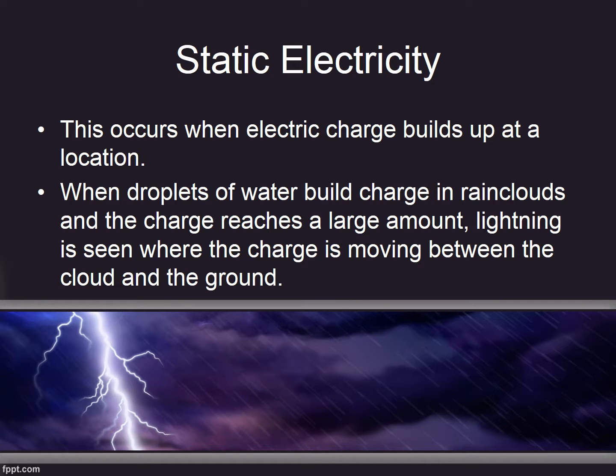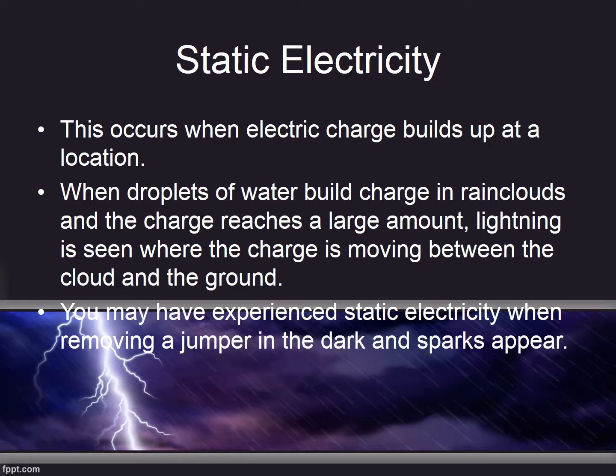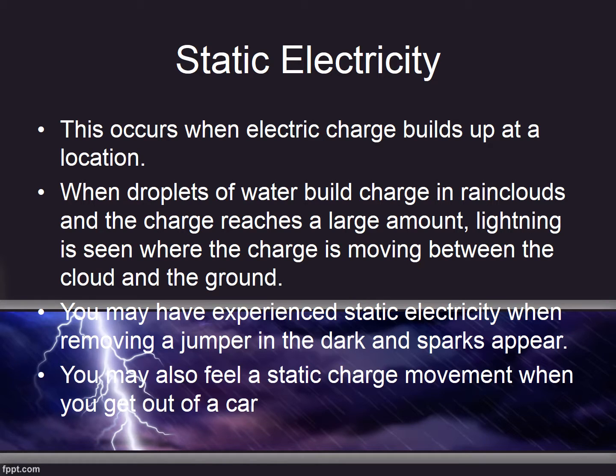So when droplets of water build up charge in rain clouds and the charge reaches a large amount, lightning is seen where the charge is moving between the cloud and the ground. You may have experienced static electricity when you've taken off a jumper at night and seen sparks appear. Also, sometimes when you get out of the car, you can get a bit of a shock, because you've built up a static charge because your clothes have rubbed against the seat, which is often a synthetic material, and that can build up a charge.